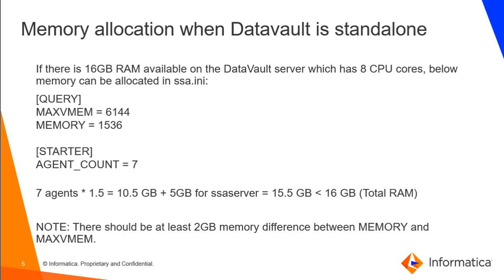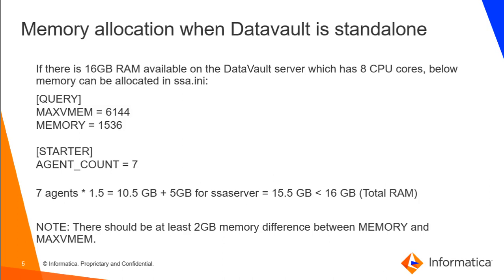When DataVault is the only service running on that server, we can have the below calculation. For example, if you have 16 GB RAM available on a server which has 8 CPU cores, the below memory can be allocated in the ssa.ini. We specified 1.5 GB as the memory and 6 GB as the maximum memory, and the agent count is 7.